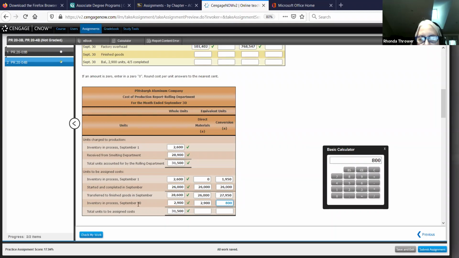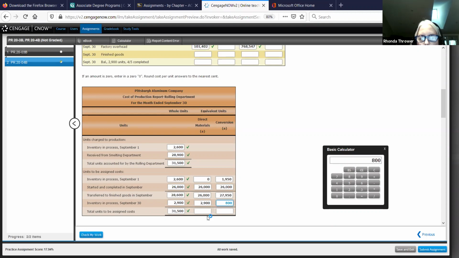Notice for the ending inventory, I didn't take the complement. I only do that with my beginning inventory units. My ending inventory is what it says it is. If it tells you that they've completed 2/5, then you've completed 2/5 this month.